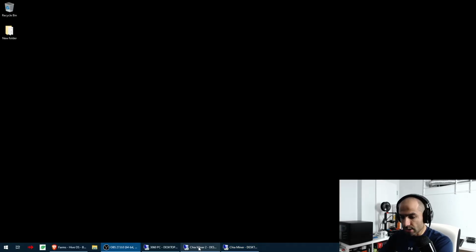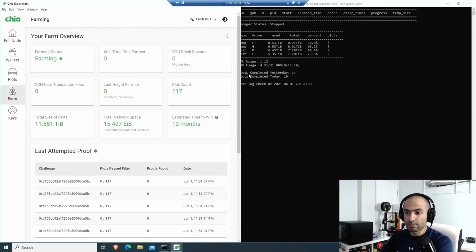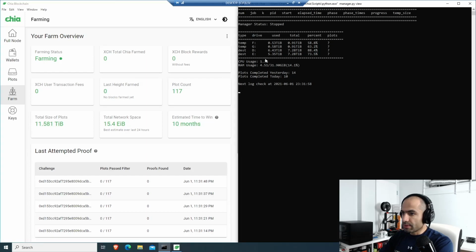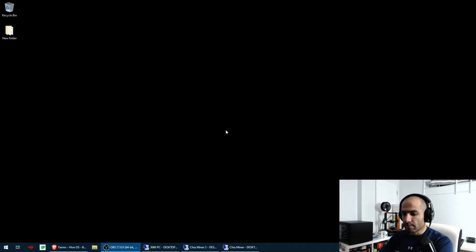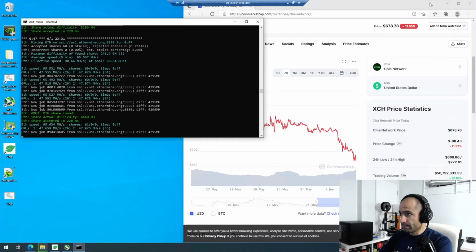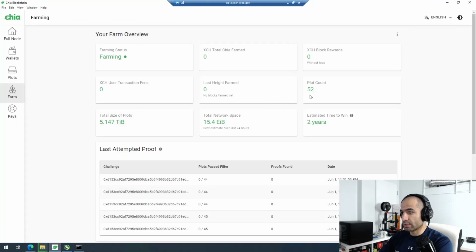The second machine, which I deployed, is also a dedicated farming slash plotting machine. So far we've got 117 plots on this one, or roughly 12 terabytes. Same thing, I've got my Swar plot manager running in the background. And the third one, what do we have on the third? 52 plots right here, almost 5 terabytes. So we've got 52 plus 117 plus 486, which is roughly 650 plots right now. We're looking at 65 terabytes, which is a lot of hardware, and I've won 0 Chia so far.